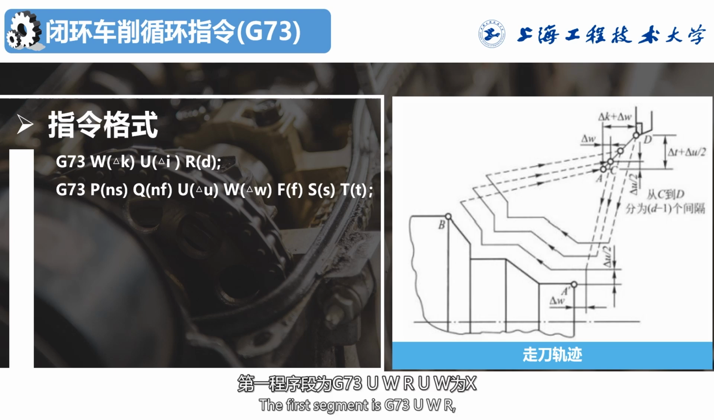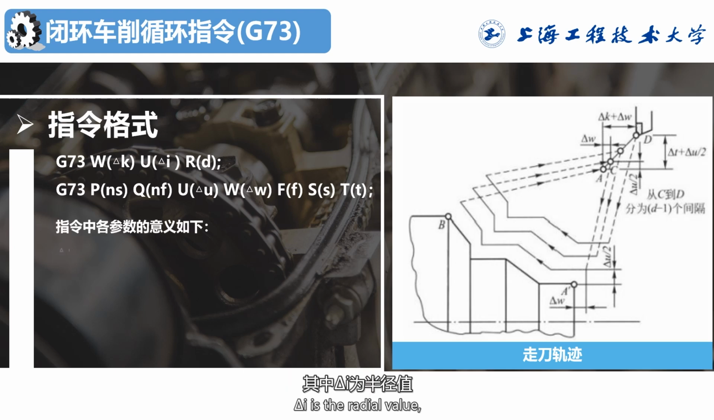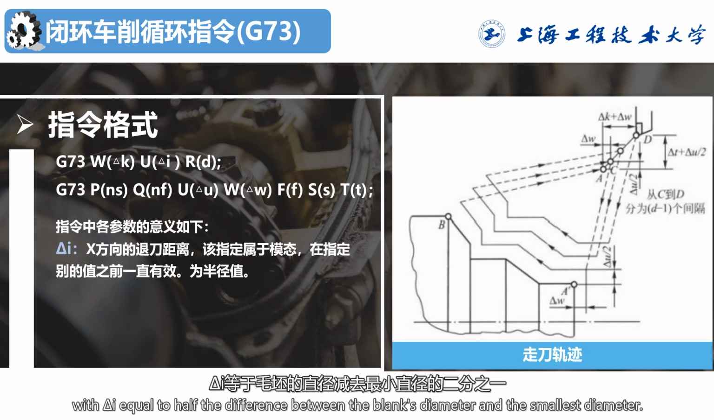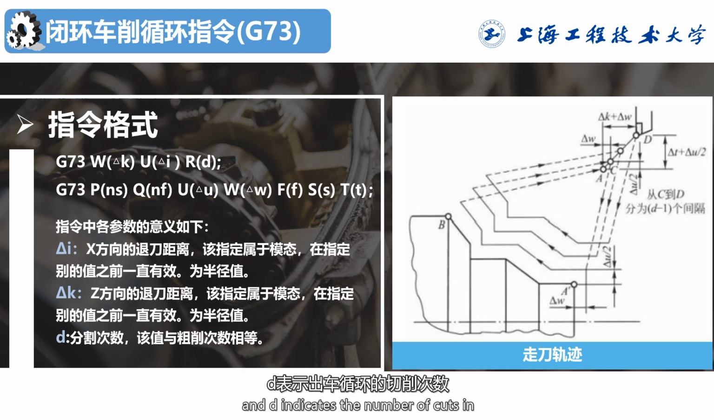The first segment is G73 UWR, where U and W are the total retraction amounts in the X and Z directions, respectively, and R represents the number of roughing cycle passes. Triangle E is the radial value related to the blank and the smallest diameter in the roughing cycle, with triangle E equal to half the difference between the blank's diameter and the smallest diameter. Triangle K represents the cutting depth in the Z direction, and D indicates the number of cuts.